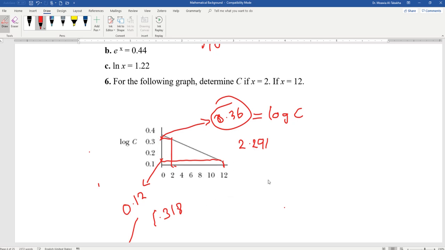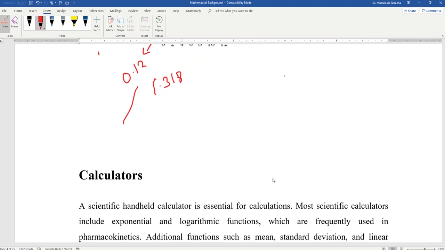Now, I told you the units are important. In this case, I did not write the units because I don't know what C is and what the original units of C are, so I cannot make a judgment here. If it is a concentration, it may be milligram per liter or microgram per liter. So here I will leave it without units.